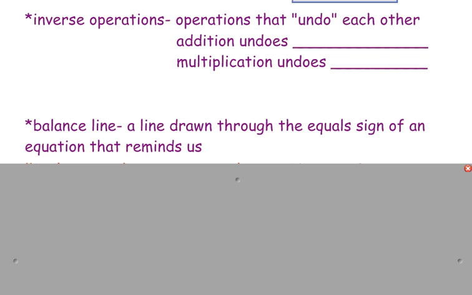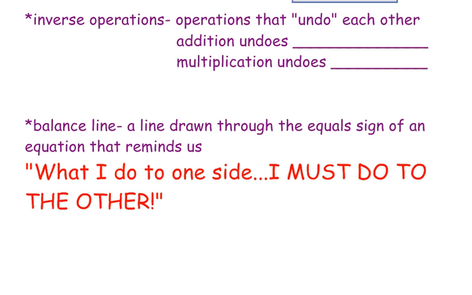We also review what a balance line is. A balance line is a line that we draw through the equal sign of an equation, and it reminds us of something really important that we've written in other notes, but you're going to write it again because it's just that important. What I do to one side, I must do to the other. So if I add 2 on the left, I have to add 2 on the right. If I multiply by 5 on the right, I have to multiply by 5 on the left. And that's what the balance line reminds me.